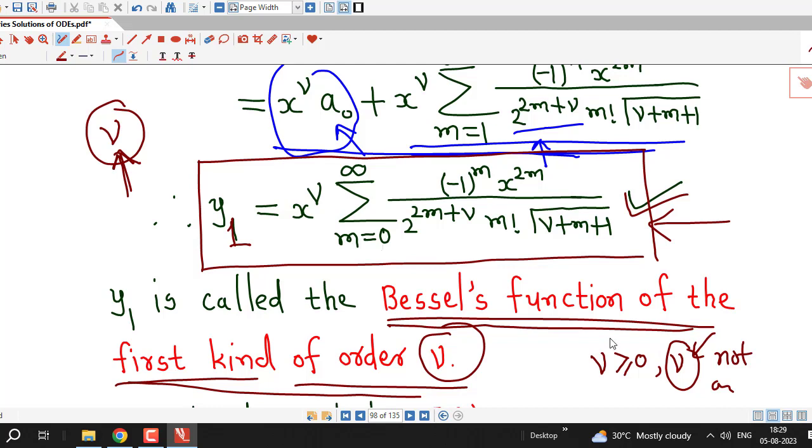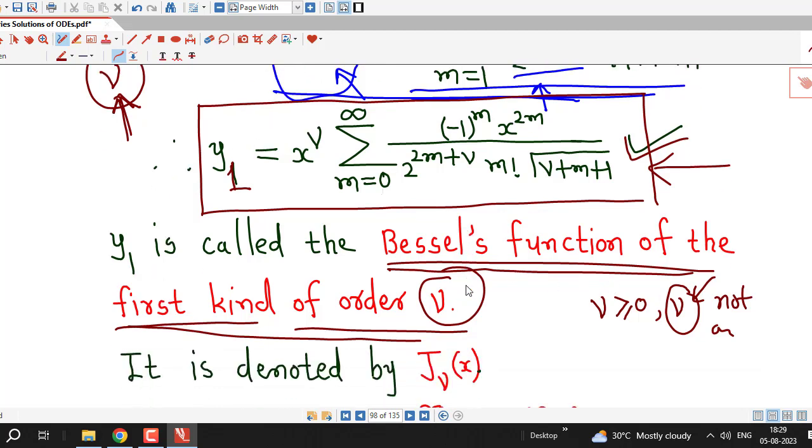If nu is an integer, then we will discuss it in the upcoming lecture. And remember the notation for this Bessel's function of the first kind. It is denoted by J suffix nu, and because it is a function of x, we write x in the bracket, J nu of x. Nu specifies the order of Bessel's function of the first kind.